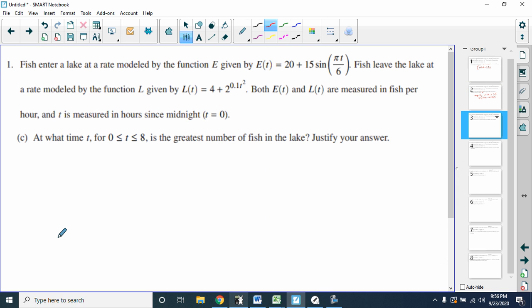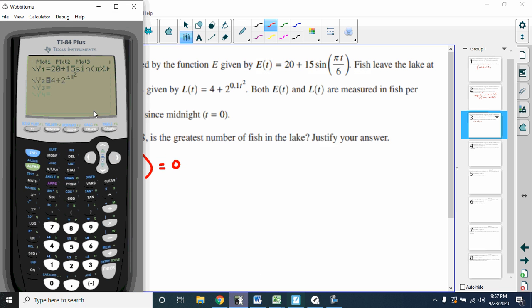Part C wants to know at what time t for time 0 to 8 is the greatest number of fish in the lake. So we want the total number of fish in the lake to be a maximum. So a maximum is going to occur when the rate of change is 0 or at the endpoints. So what we want is E of t minus L of t. That's going to be the overall rate of change, rate entered minus rate leaving. We want that to be equal to 0.